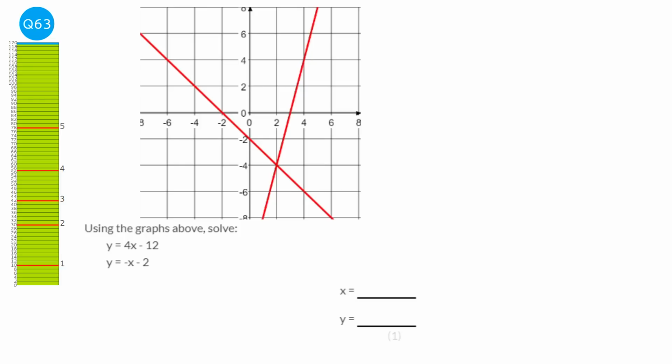When solving simultaneous equations graphically, if you draw the lines to both graphs, which we have done here, the solutions, or solution, because they're both linear, will just be where the two graphs cross. So this here will be our solution. So x is 2 and y is minus 4.